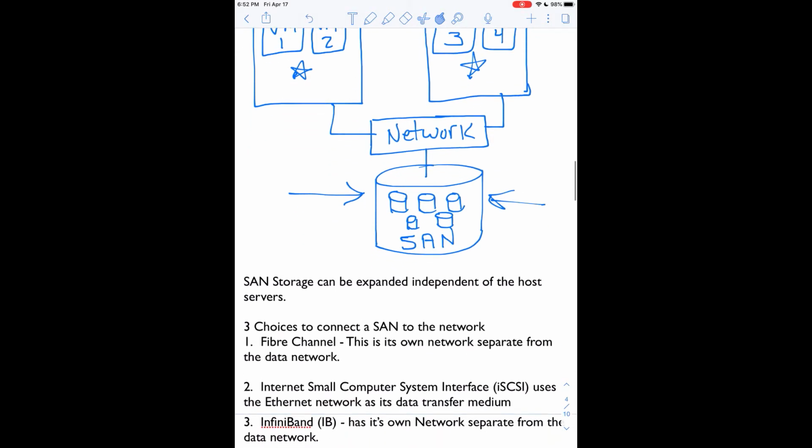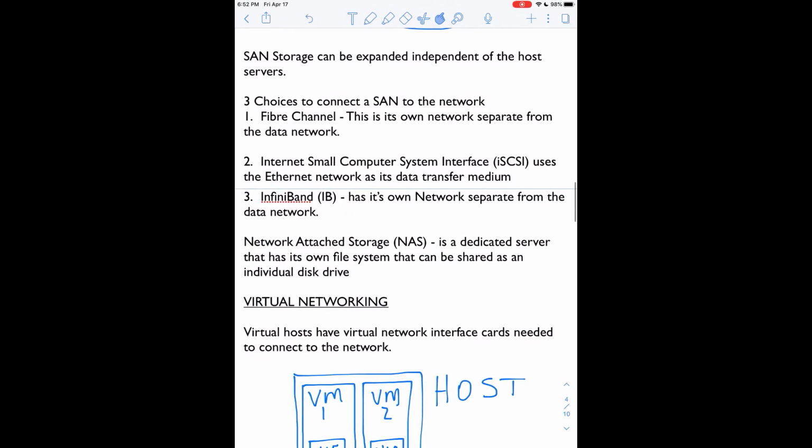In a case like this, our SAN can be expanded independent of the host servers. So we have three choices for storage area networks, or SANs. The first one's fiber channel. This is probably, at one time was a leading technology. We've since started to move more towards the iSCSI type systems. But fiber channel still has a large market share.